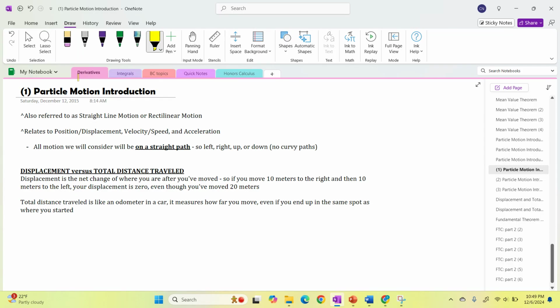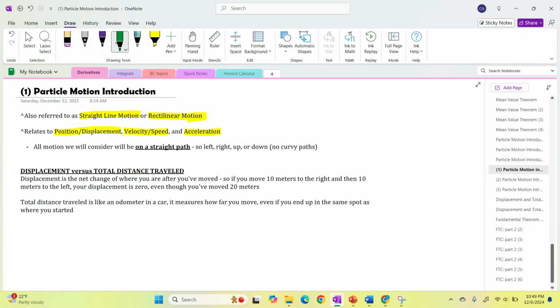Just so you know, I usually call it particle motion, but this is also sometimes called straight line motion or rectilinear motion. So if you see those, they all mean the same thing. And as we've been saying, it's position or displacement, which we're going to talk about in just a minute. There's a difference. Velocity and speed, also there's a difference there, and acceleration. So those are the 5 main words we're going to be using here.